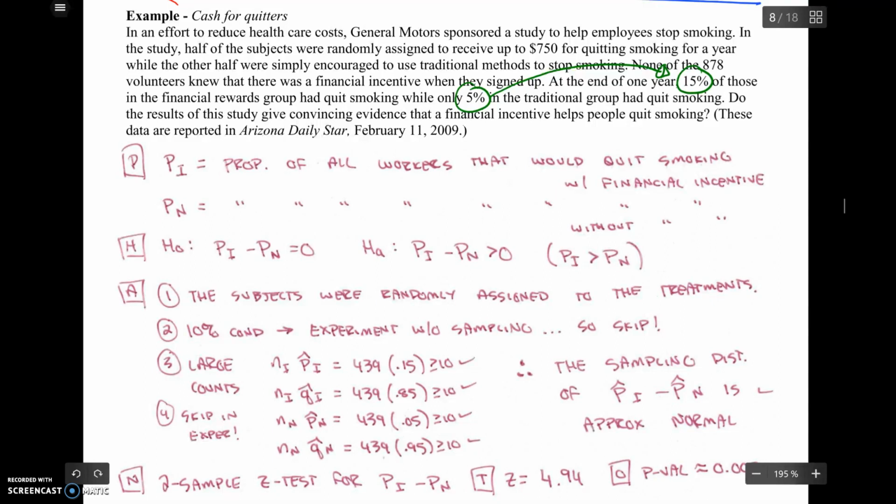Well, it did triple the percentage of people that stopped smoking, but this again is in the sample. It's a 10% difference. Is that significant or not? I don't know. We need to run a significance test. I'm going to guess that it is. Do these results provide convincing evidence that the financial incentive helps people quit smoking more than traditional methods?